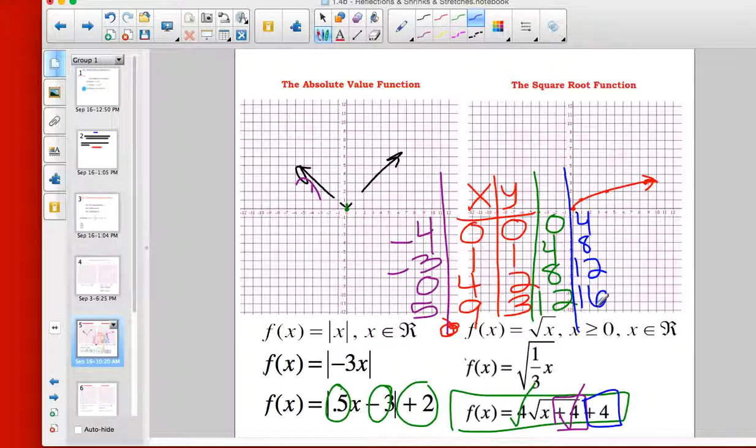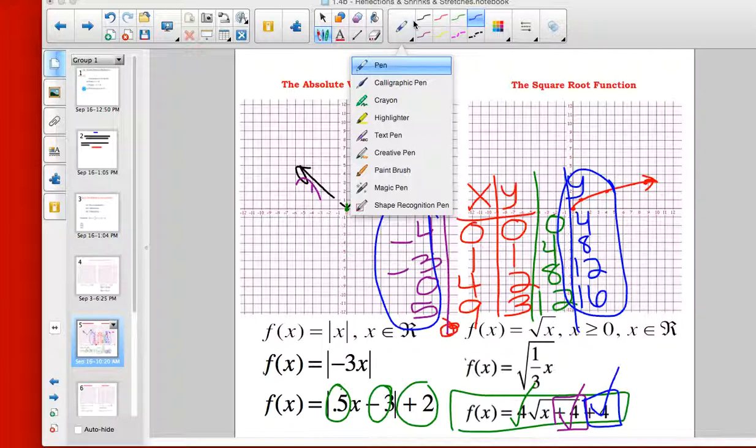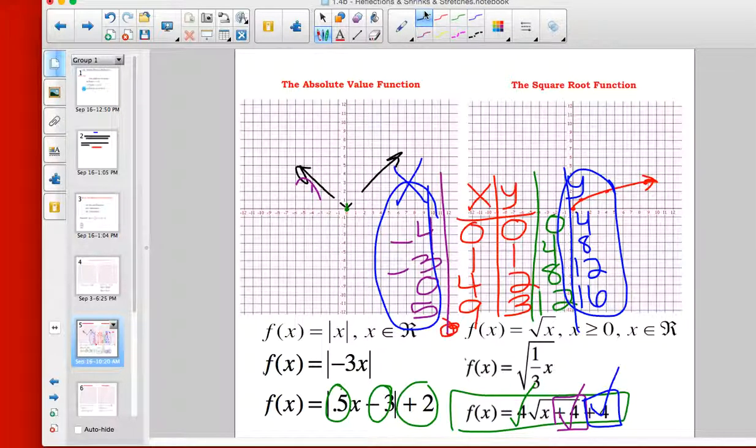But now that we've taken care of all the translations, these are my coordinates that are left. So these are my x's and these are my y's. So I have (-4, 4), and I'll do the final graph in black. So I got (-4, 4), which is right there. And if I look here, I got (-3, 8). So (-3, 8).